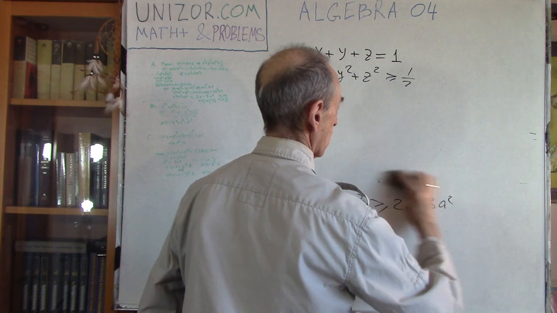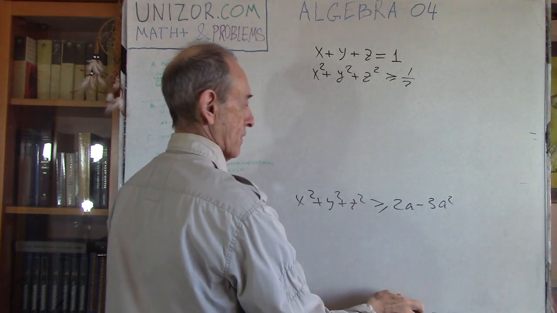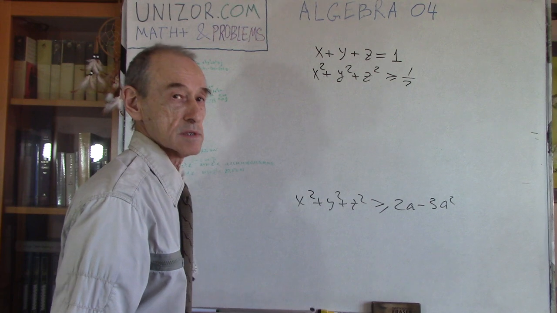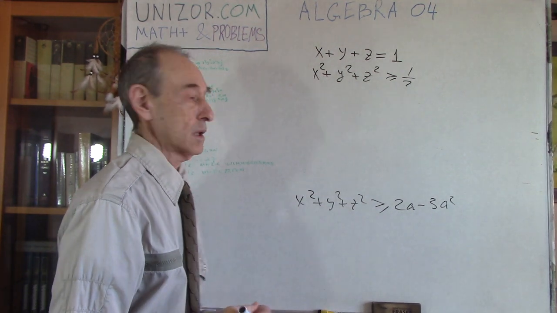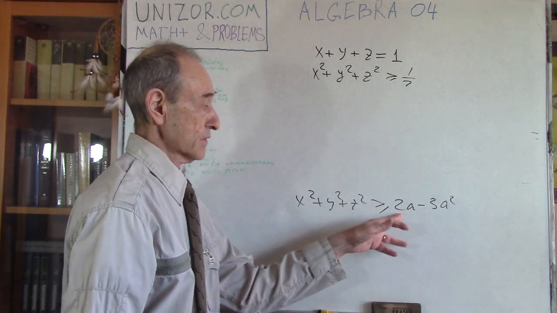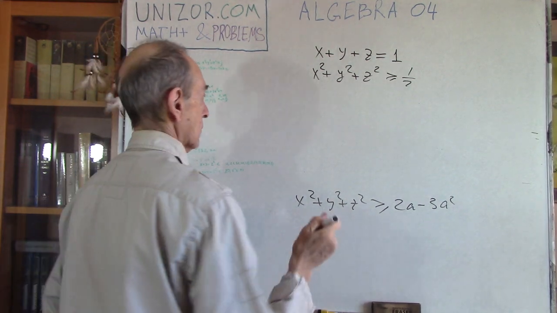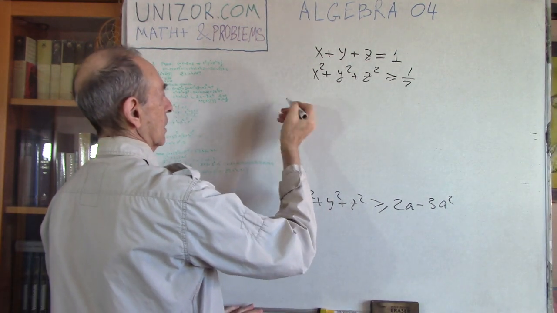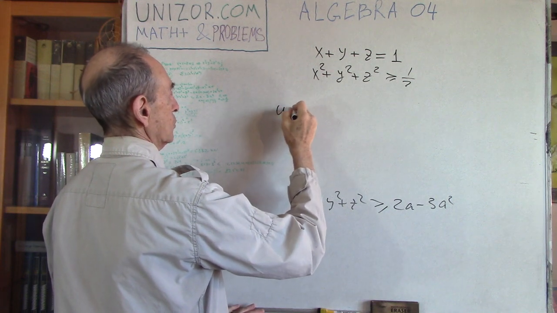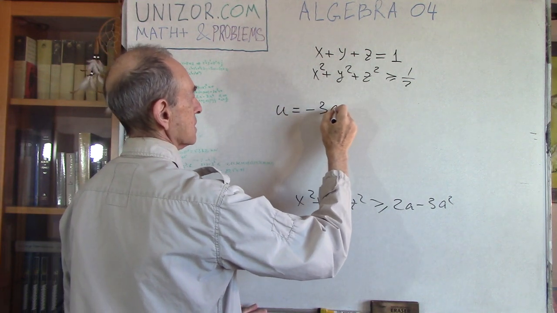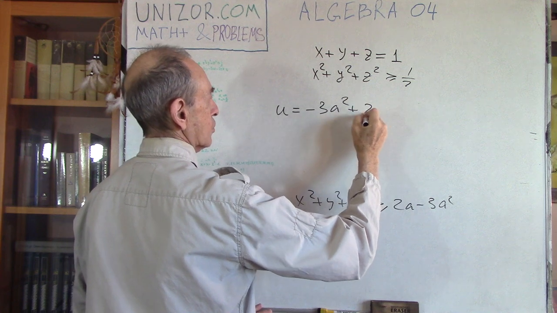What kind of values does this expression take with different values of a? Well, this is basically a quadratic polynomial, right? Let's just consider it as some kind of letter, u is equal to minus 3a squared plus 2a.